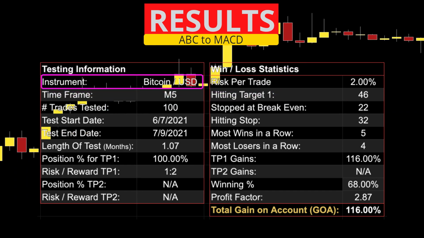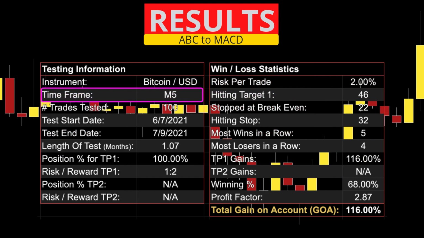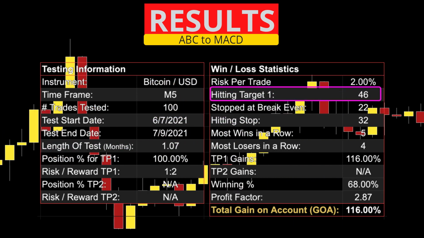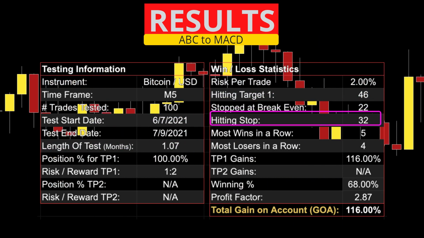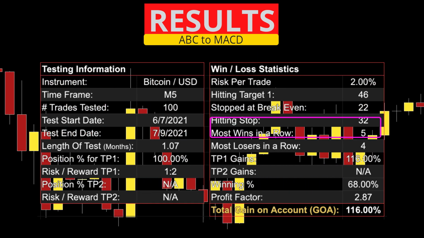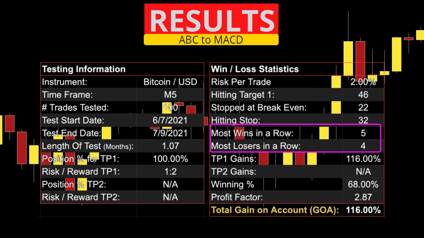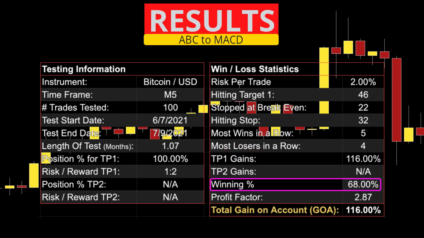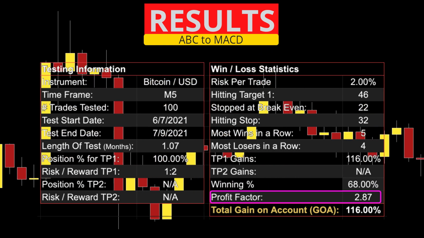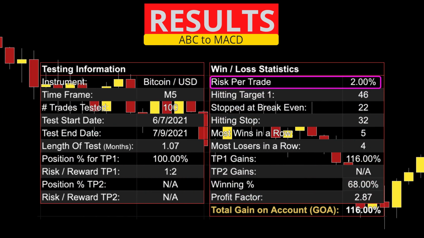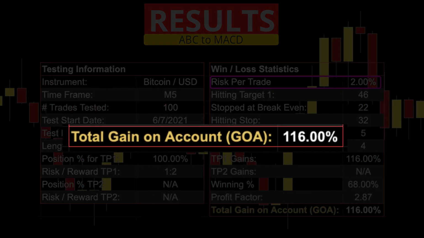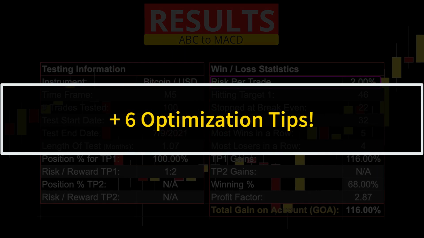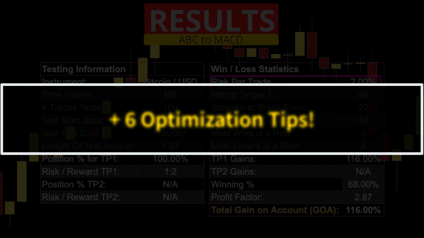This test was done on Bitcoin versus the US dollar 5-minute candles. It took a quick 1 month to find the 100 trades: 46 hit the 1 to 2 target, 22 stopped out at break even, and 31 stopped for a loss. Most wins in a row turned out to be 5, and most consecutive losses were 4. This dataset provided for a 68% win rate and a great 2.87 profit factor. The gain on account turned out to be 116%, risking 2% per trade. And stay tuned for my 6 amazing optimization tips to get this system really cranking.